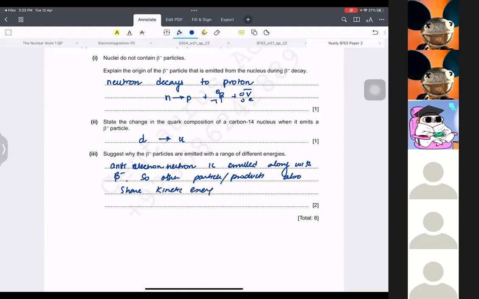Right. Hence, each interaction, beta negative has a range of speeds. So you got to write it like this. One mark for this, one mark for this.